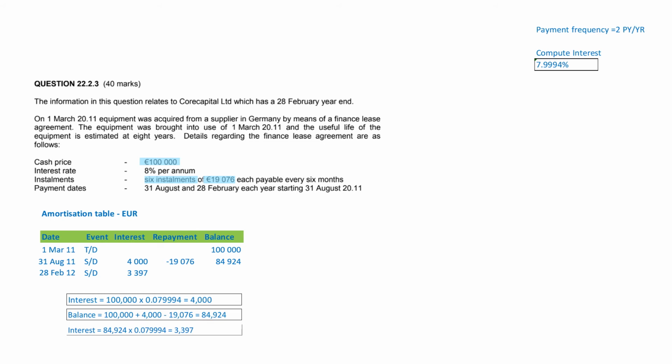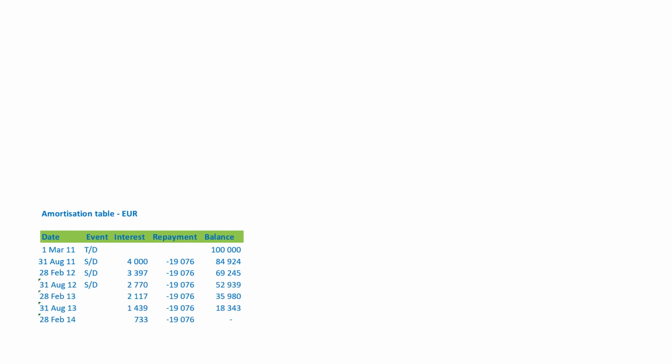Just as how you did previously, you will now calculate your interest on your new balance of 84,924. You will then subtract your repayment, and then you will get a balance of 69,245. And you will do this process for the remainder of the lease.